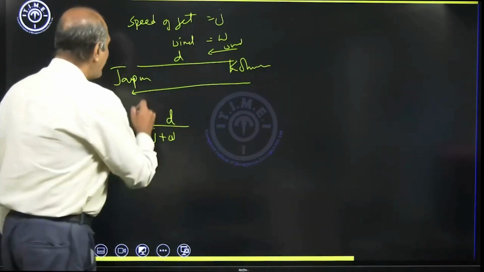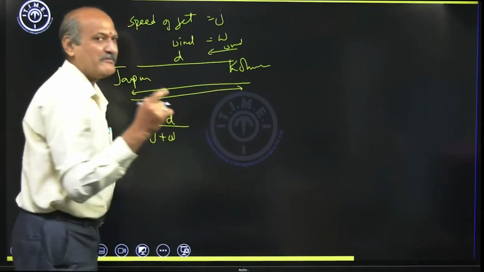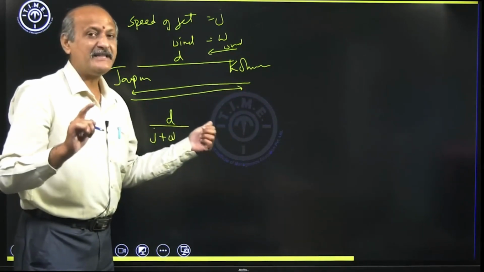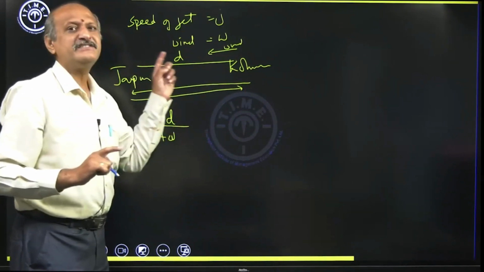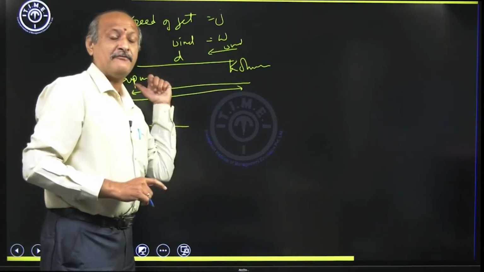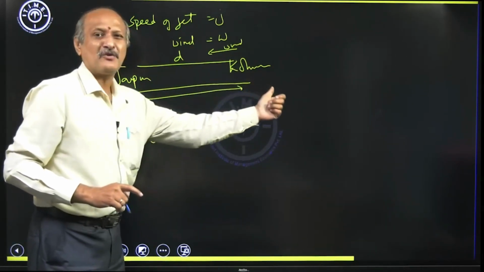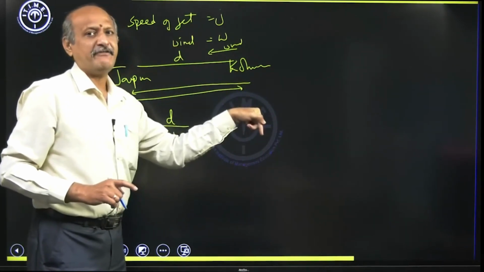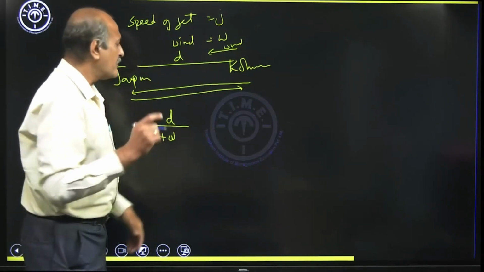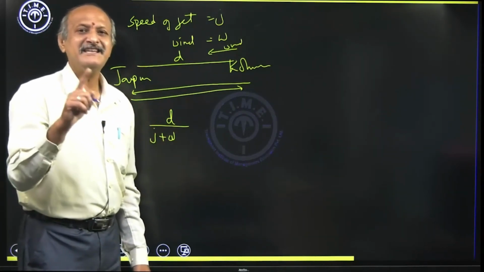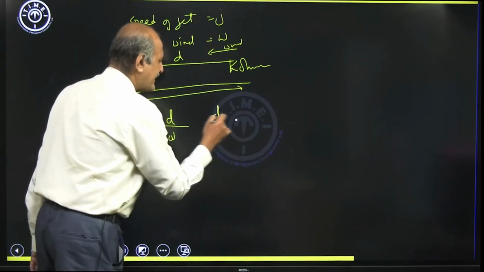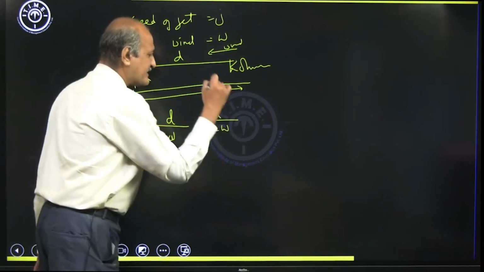Now if it returns from Jaipur to Kohima, the distance traveled will be the same, but the effective speed will be J minus W. Why so? Because in the opposite direction, when the plane is traveling from Jaipur to Kohima, it is traveling against the wind. If it is traveling against the wind, the speed will reduce. So the effective speed we are going to take is J minus W, and the travel time you are going to get will be D divided by J minus W.